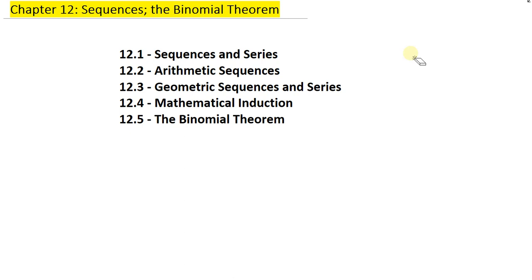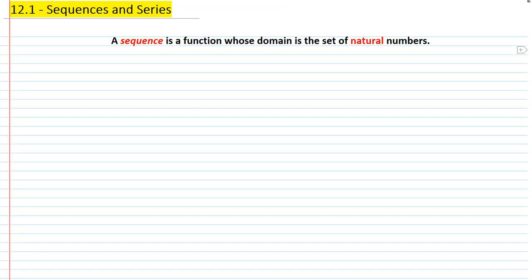And of course, the all-important binomial theorem, which is used extensively in the area of probability theory. And of course, it has other usages as well. So let's begin with section 12.1. In section 12.1, sequences and series. So to begin with, let's define what a sequence is.